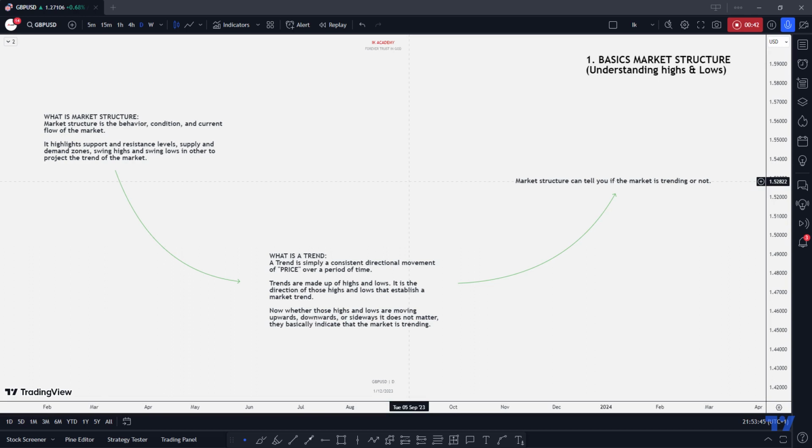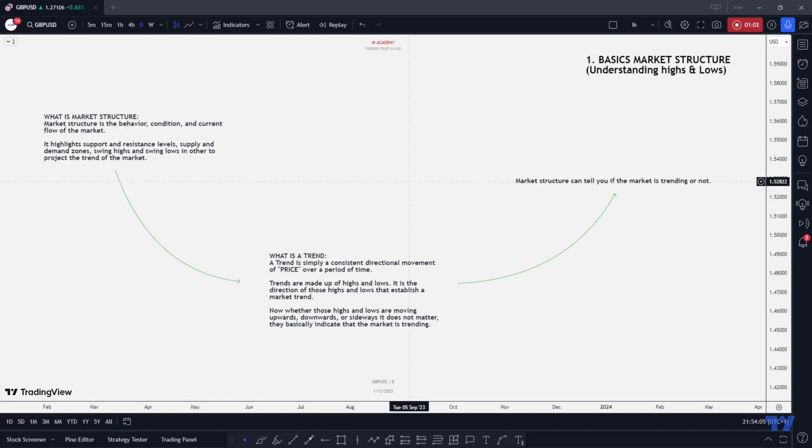Now, trends are made up of highs and lows, and it is the direction of those highs and lows that establishes a market trend. Whether those highs and lows are moving upwards or downwards or sideways, it does not matter. They basically indicate that the market is trending.